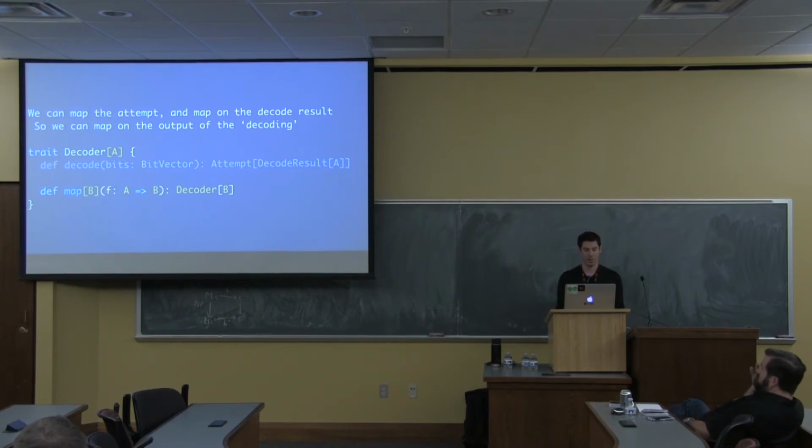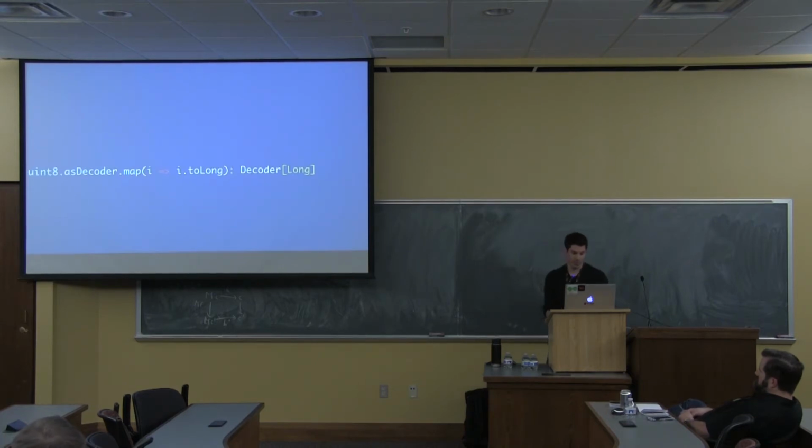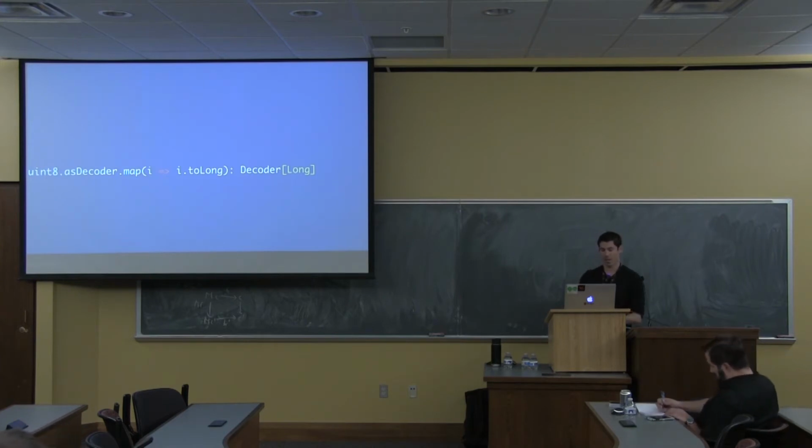So what's decoder? If we can map on the attempt, when we map on the result, we can basically return a new decoder if we have a function A to B. Decoder is a functor. Cool. So we can now turn uint8 as decoder into a too long.